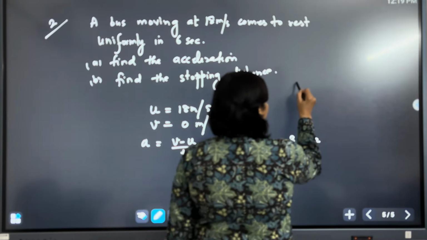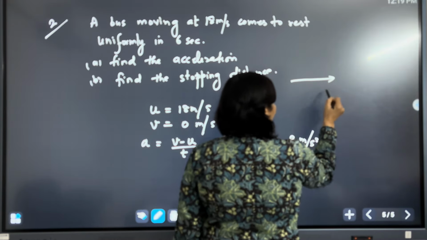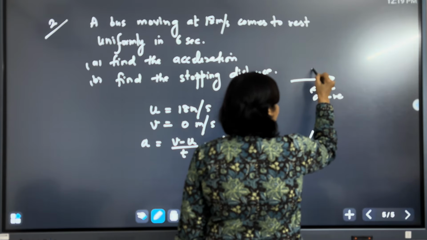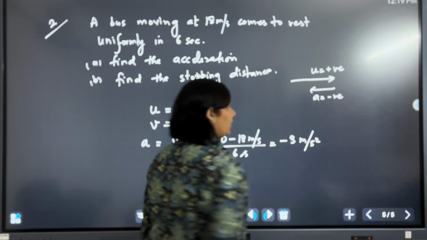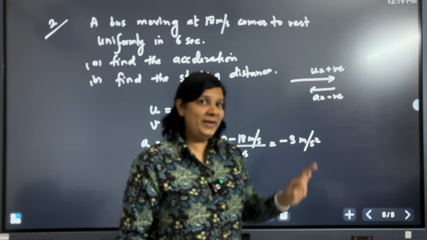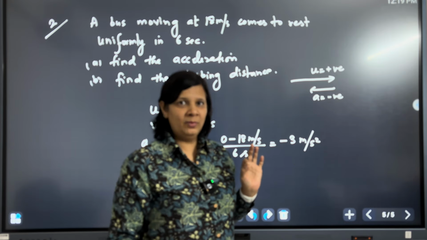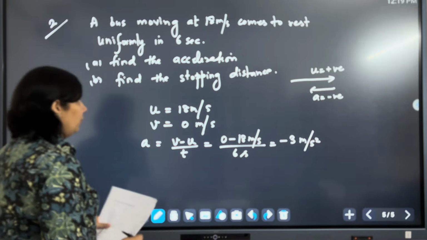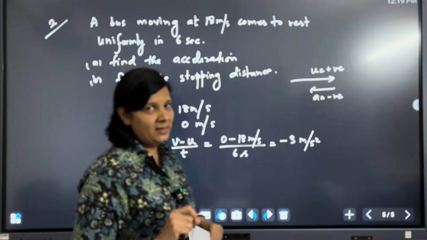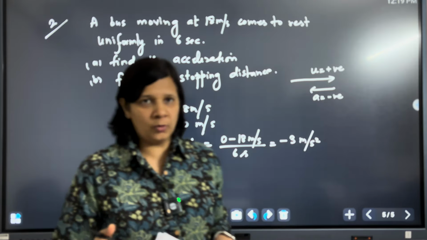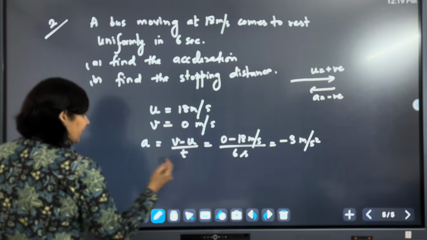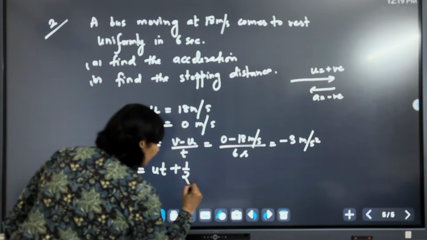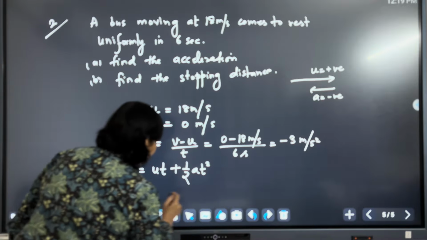So if the car was going in this direction, then the acceleration is negative. Initial velocity is positive. Okay, it means the speed of the object will decrease because they both have opposite signs, and that's what we expect, right? Now we have to find the stopping distance, in how much distance it will stop. Okay, so what is the second equation we can use? S is equal to ut plus half at square, right?